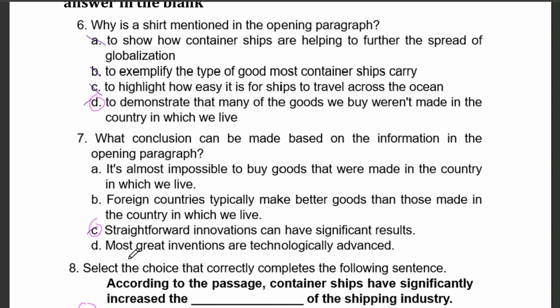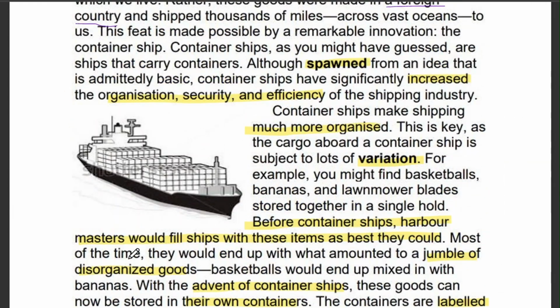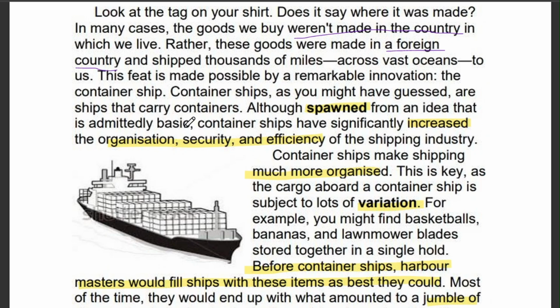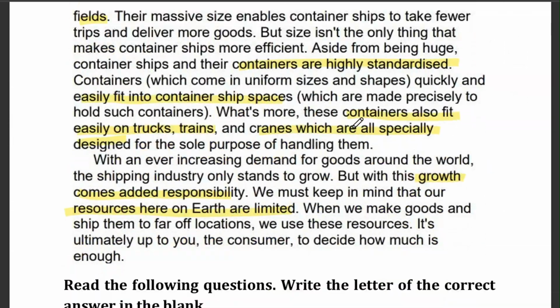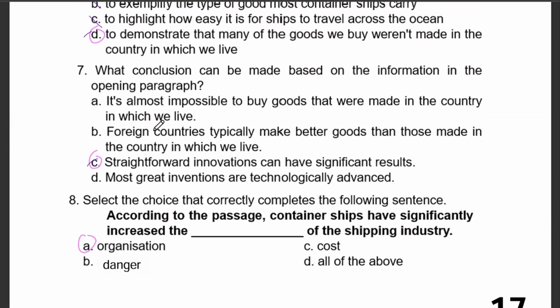Container ships are actually a pretty simple idea. They are ships that hold containers of the same size, but they've had a huge impact on shipping. This shows us that even simple ideas can be very important. Now let's see why the other answers aren't quite right. A. The paragraph never claims almost impossible. B. Quality comparisons are not discussed. D. It actually implies the opposite. The innovation is not highly technical.